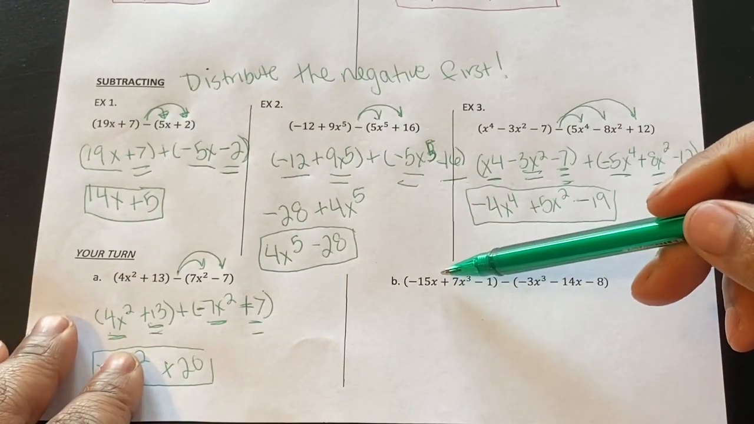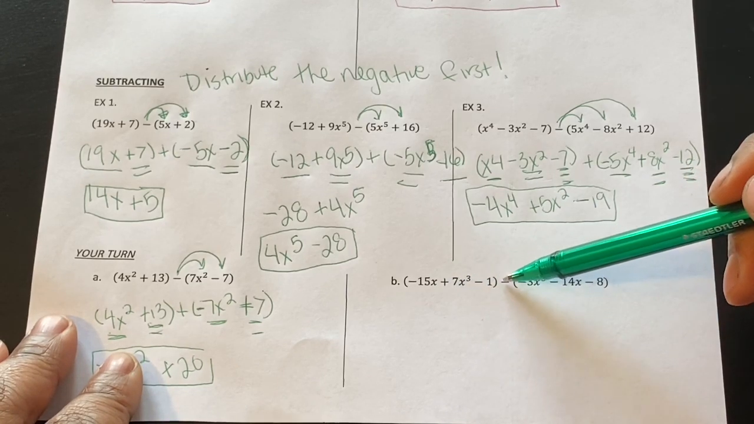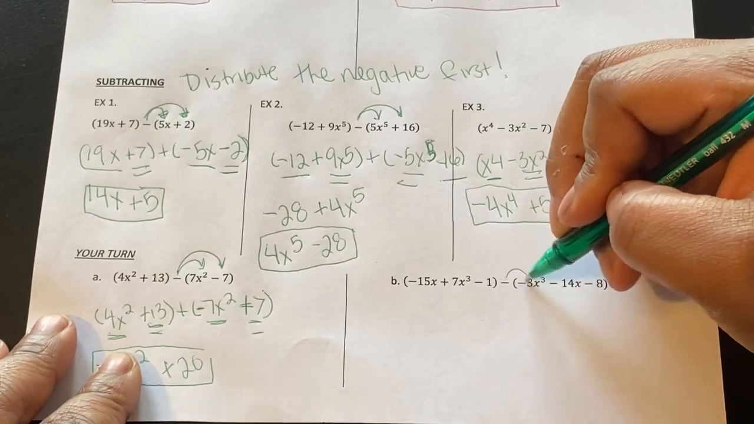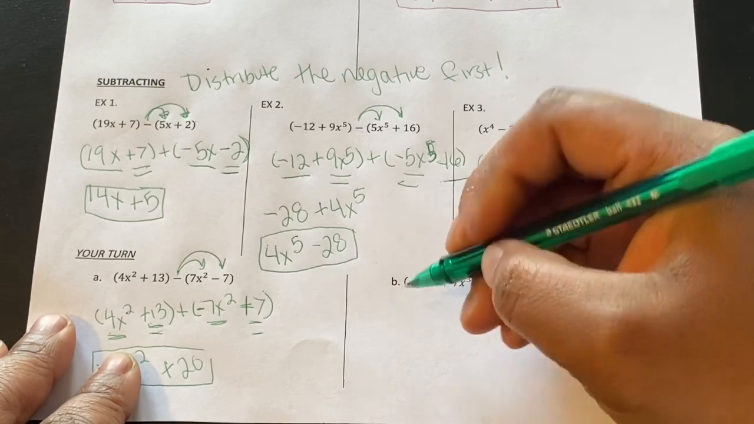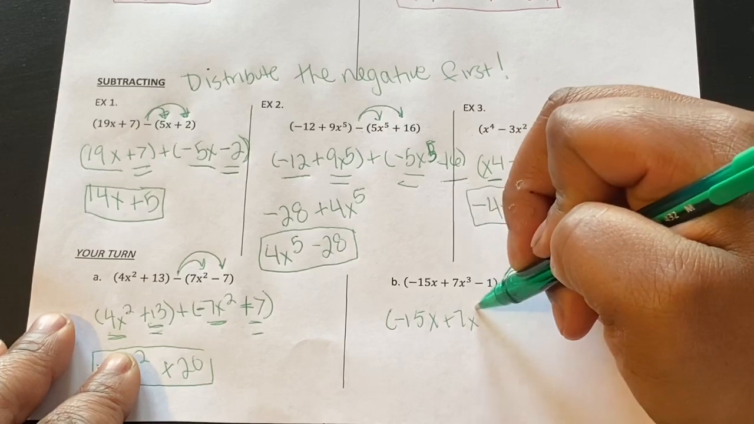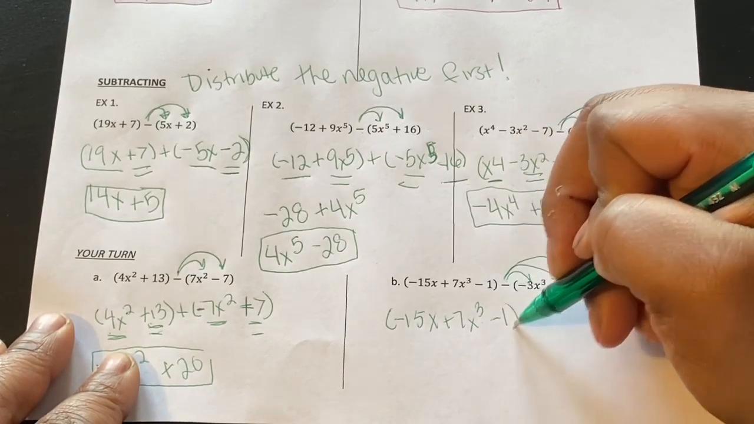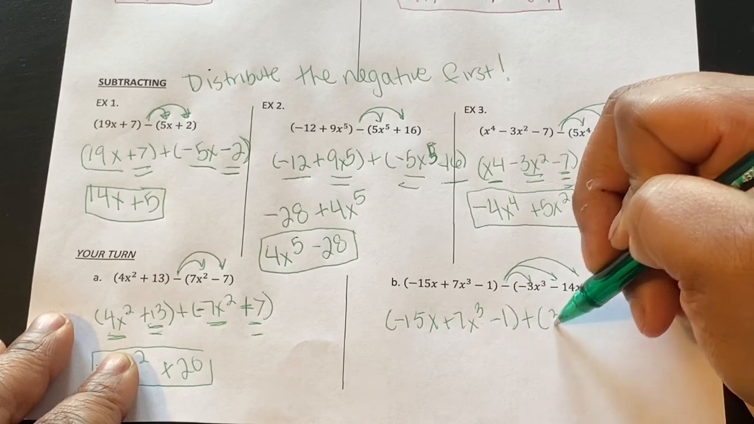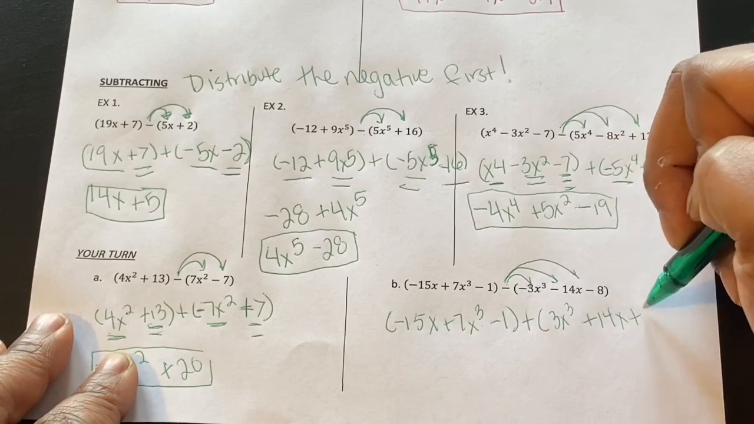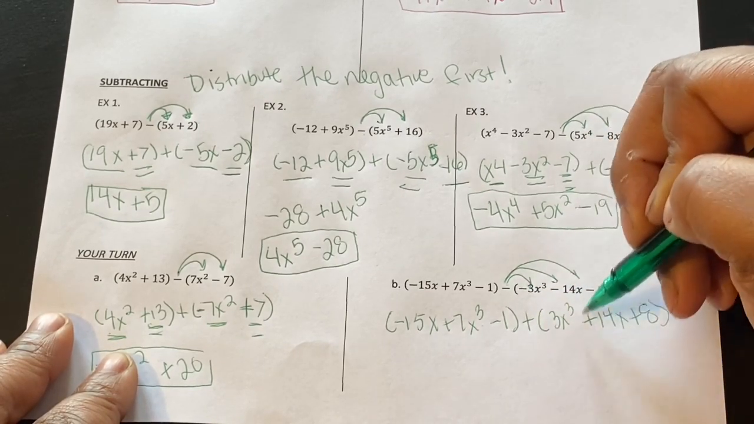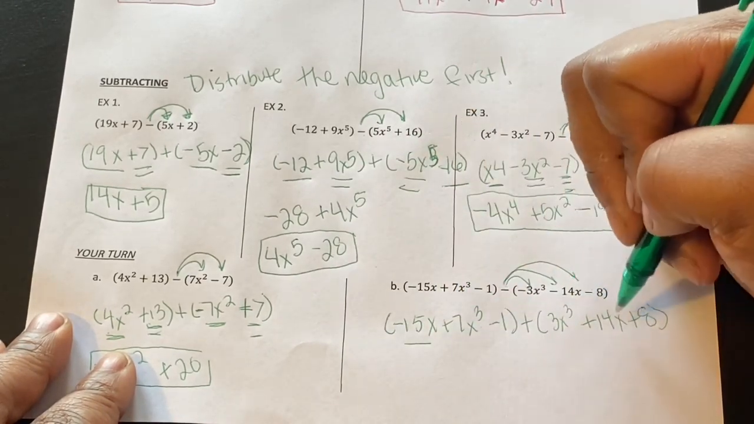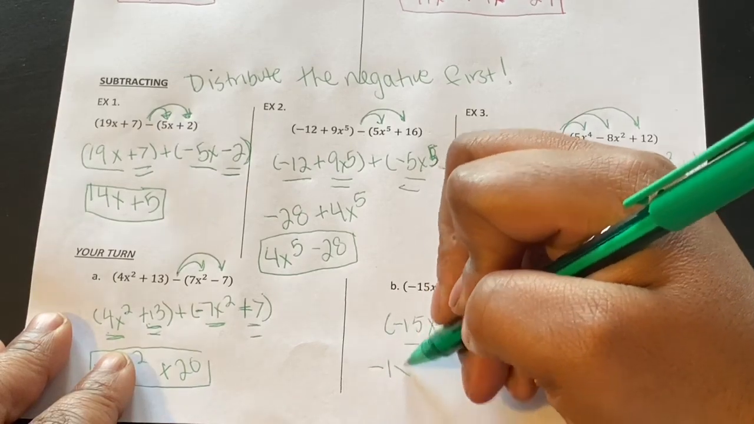Next up, negative 15x plus 7x cubed minus 1 minus negative 3x cubed minus 14x minus 8. Distribute that negative. I'm going to get negative 15x plus 7x cubed minus 1 plus positive 3x cubed plus 14x plus 8. All I did was change these signs to positives. Now I can combine my like terms. Negative 15x goes with 14x. That gives me negative 1x.